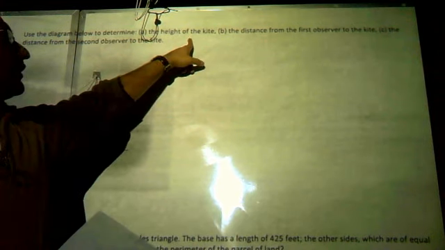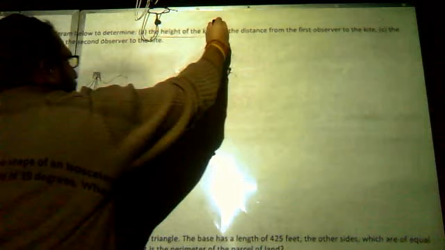The height of the kite above the ground is straight down, right? So that's going to be a 90-degree angle right there. The height of the kite is this guy right here. Let's call that, instead of calling it height, h, let's just call that c. Little c, side little c. So the height of the kite, we're going to say, is little c.